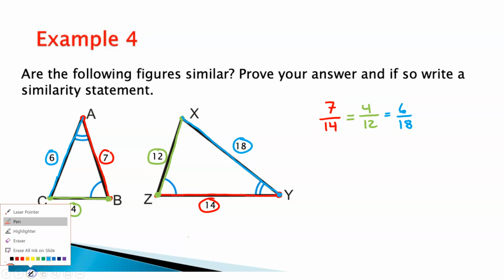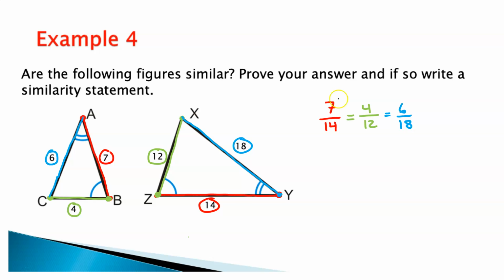Okay, so take a look at our fractions here. So again, that is our proportionality statement here. Let's go through and simplify. Well, 7 over 14, I can divide top and bottom by 7. That would give me 1 over 2. 7 divided by 7 is 1. 14 divided by 7 is 2. What about 4 over 12? I can simplify top and bottom by 4. So what is 4 divided by 4? That's 1. But what is 12 divided by 4? I get 1/3.